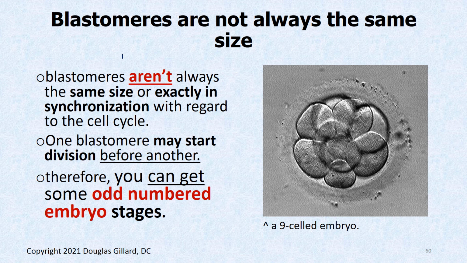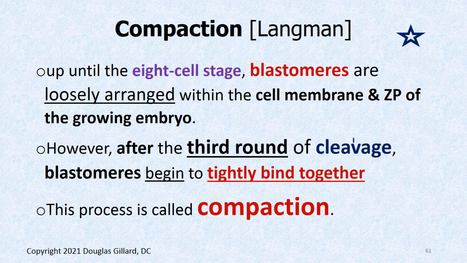Just a side note, the blastomeres aren't always the same size. So they don't always go through mitosis at the same speed. In this case, we have a 9-celled. Here's a picture of a 9-celled embryo. So it's not a perfect 2 goes to 4, goes to 8, goes to 16, just FYI.